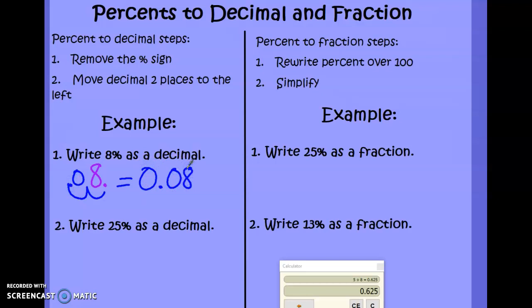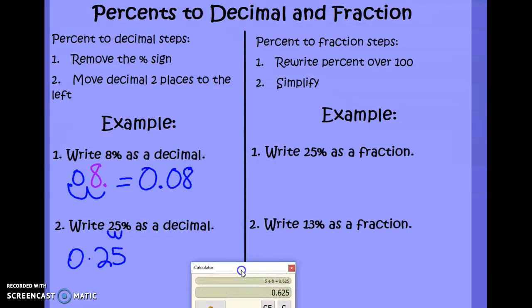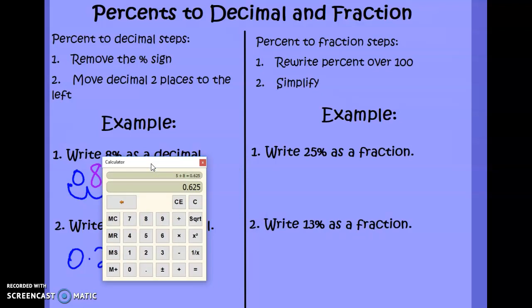or 8/100. Okay. Again, I've got 25%. I'm going to move it to the left. 1 and 2. That's going to give me 0.25 or 25/100. Okay. Remember, when we're talking percents are always out of 100.